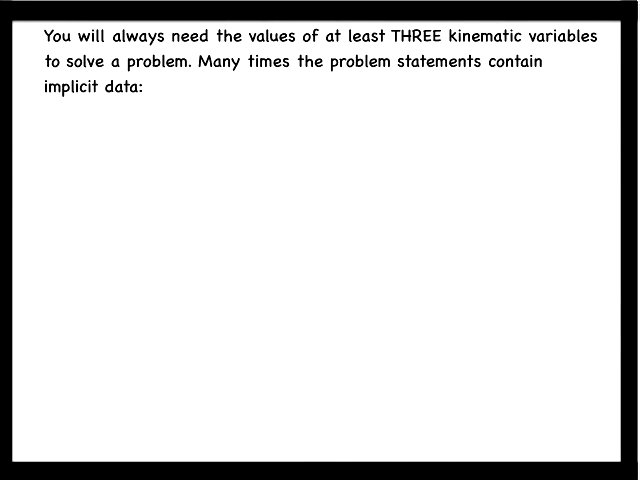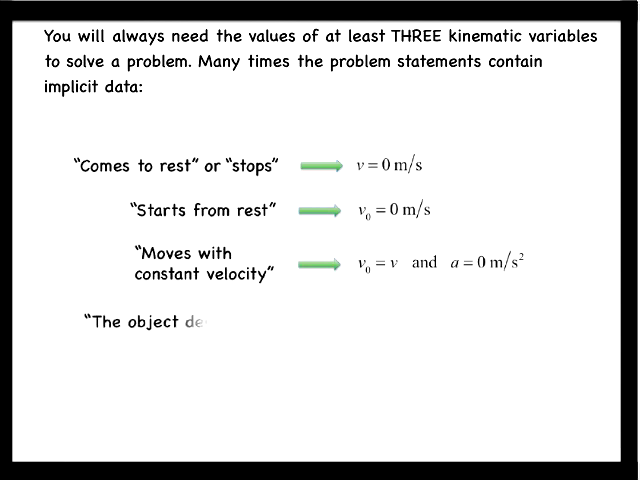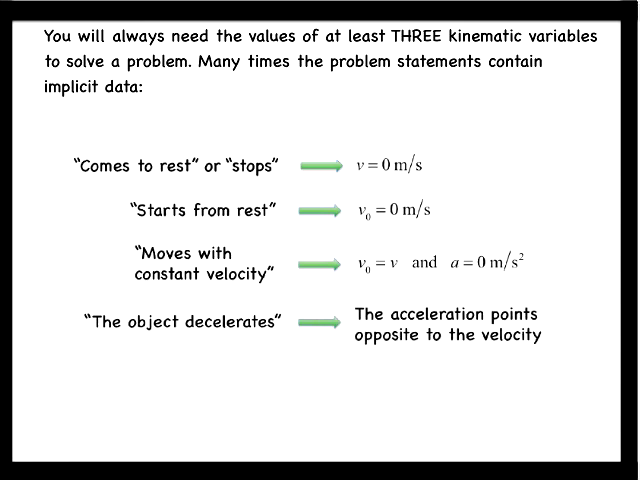You will always need the values of at least 3 kinematic variables to solve a problem. Many times the problem statements contain implicit data. For instance, phrases in the problem statements such as comes to rest or stops implies that the final velocity is 0. Starts from rest means the initial velocity is 0. Moves with constant velocity means that the initial and final velocities are equal and the acceleration is 0. Finally, the term deceleration means that the acceleration vector points opposite to the velocity vector. In future topics in kinematics, there will be other such phrases from which we may extract implied information.